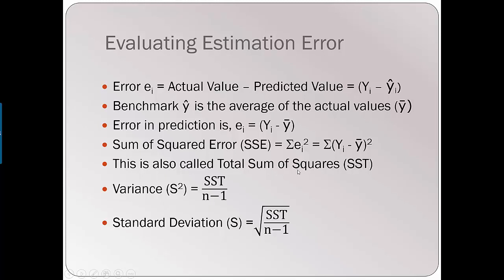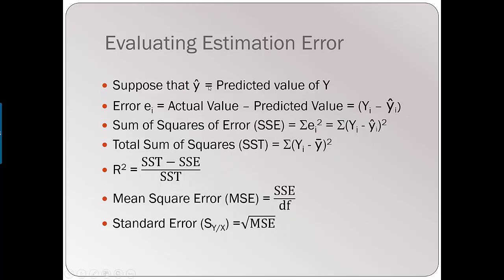That's the total variability in the data set, and if we divide SST by n minus 1, we get the variance of the variable. And of course, if you take a square root, that's your standard deviation. So any model that we come up with should have a sum of squares of error that is smaller than SST. Otherwise, it's no good.